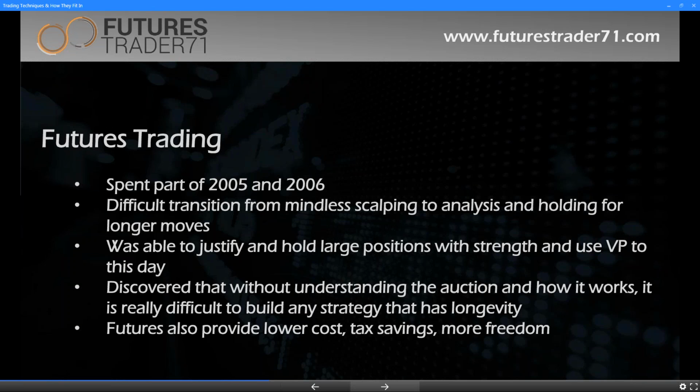Futures, by the way, I switched to futures and have stuck with futures because they provided much lower cost. I can control millions of dollars worth of notional value with very, very little in my account. Of course, there's always risk to leverage. But the tax savings, the freedom, overall freedom and stability of the futures market was unmatched in the equities market, and I never looked back at equities.